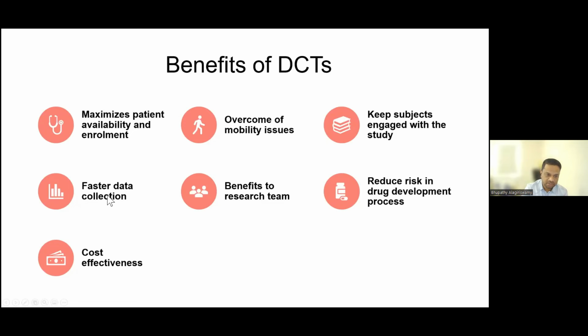Data collection is faster because everything is connected to the internet and we collect the data in no time. The benefit to the research team is that when we get the data faster, we can analyze it, and if there are any safety signals, we will know much earlier than in a traditional clinical trial. This is a very important point, and it reduces the risk in the drug development process, because as I said, many trials fail and we can reduce that risk of losing the clinical trial. On cost effectiveness, with AI we can predict how best to conduct many studies and how positive the outcome will be.